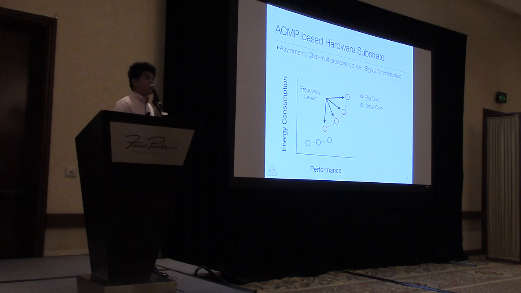And each core has a set of frequency settings. So the architecture really provides us a lot of flexibility to make trade-offs between performance and energy. And it is actually widely adopted in today's commodity mobile devices. If you are using a Samsung S6 or S5, it is actually powered by an ACMP.